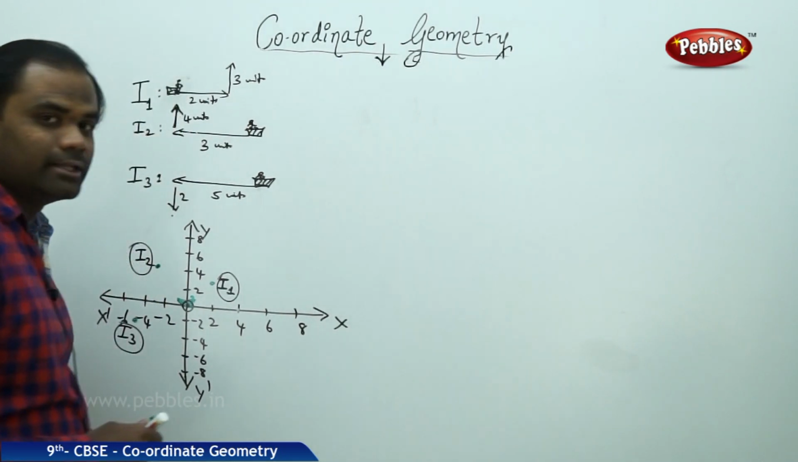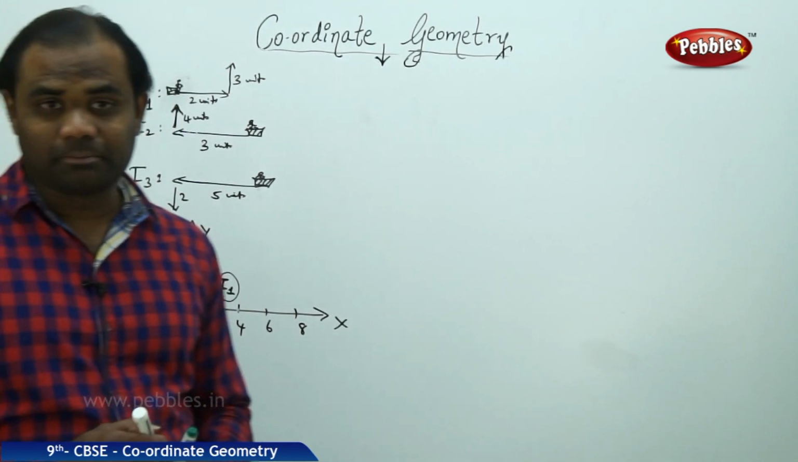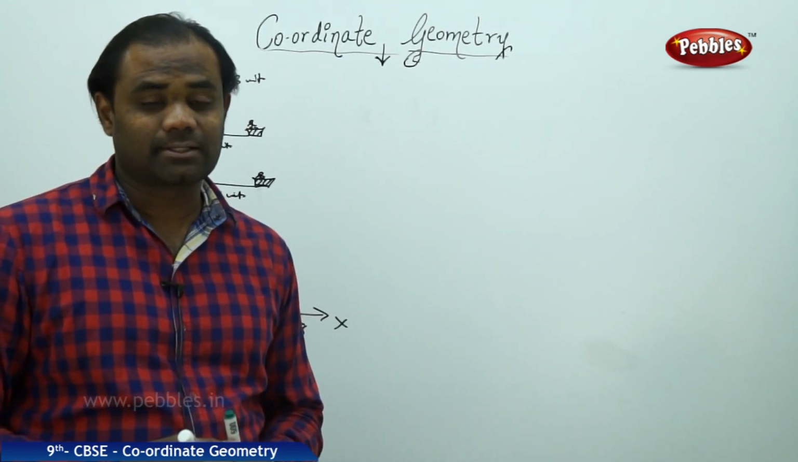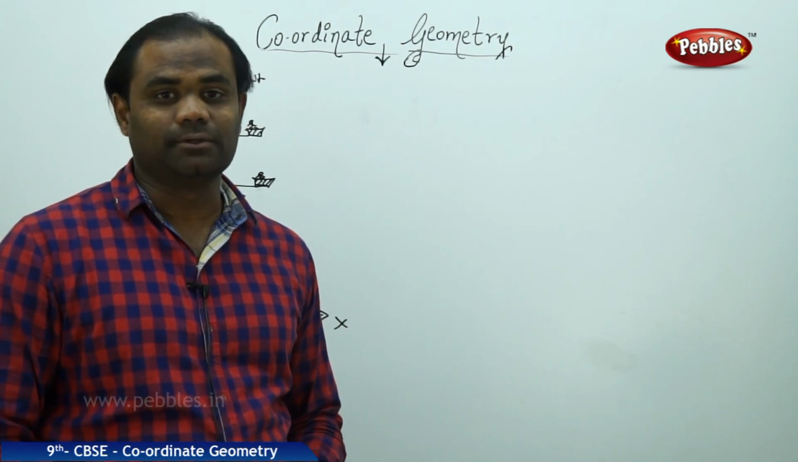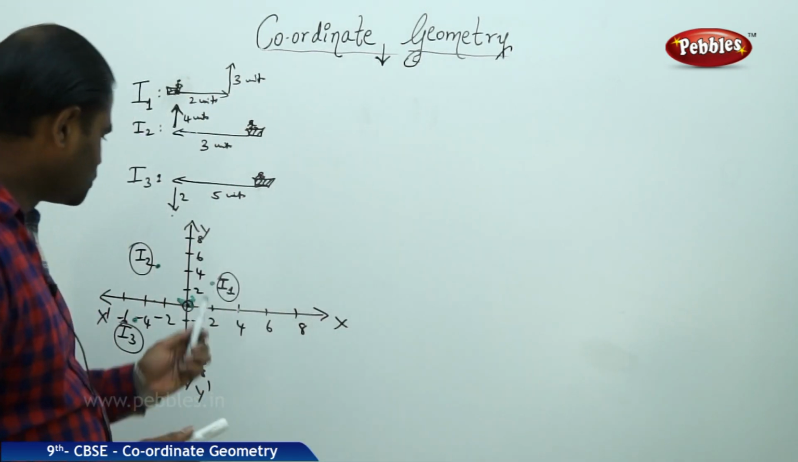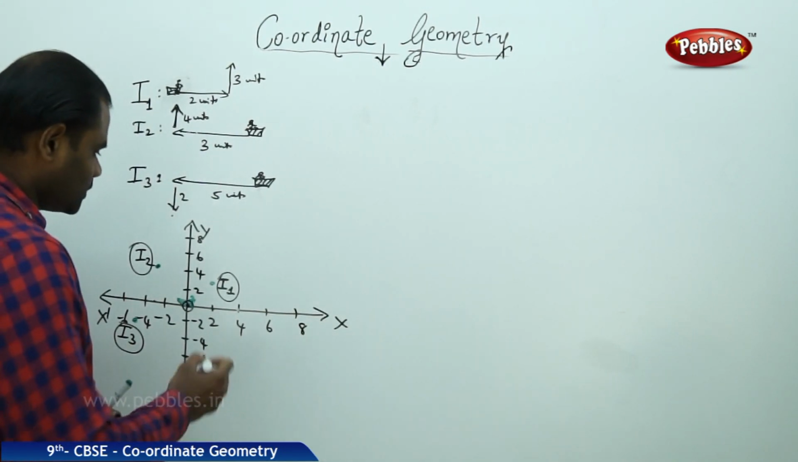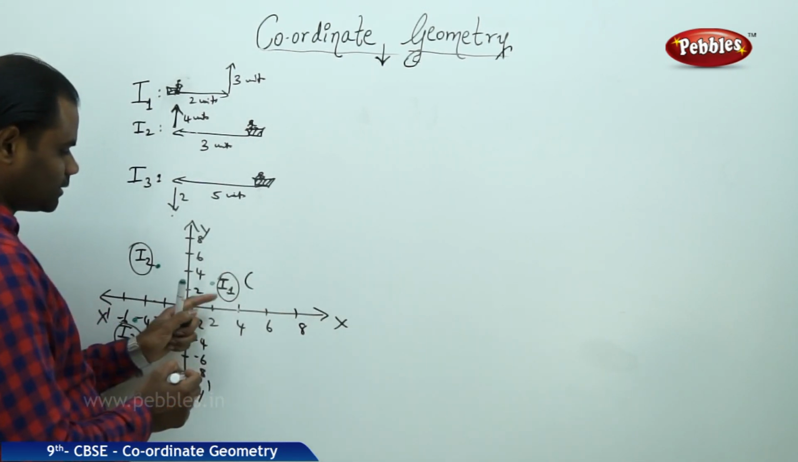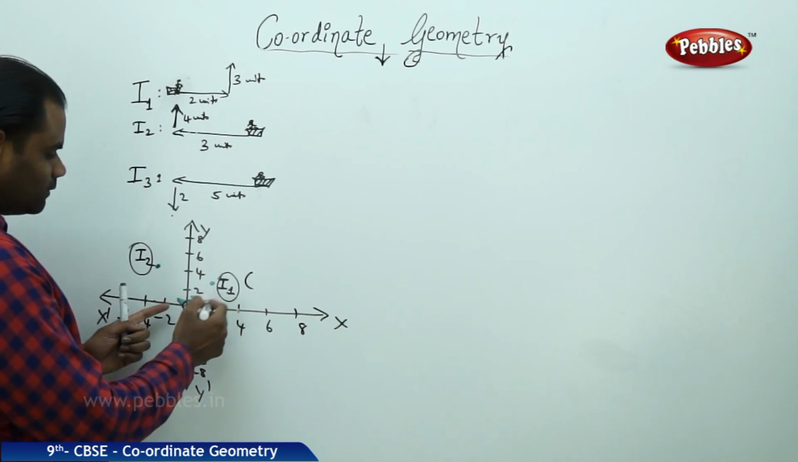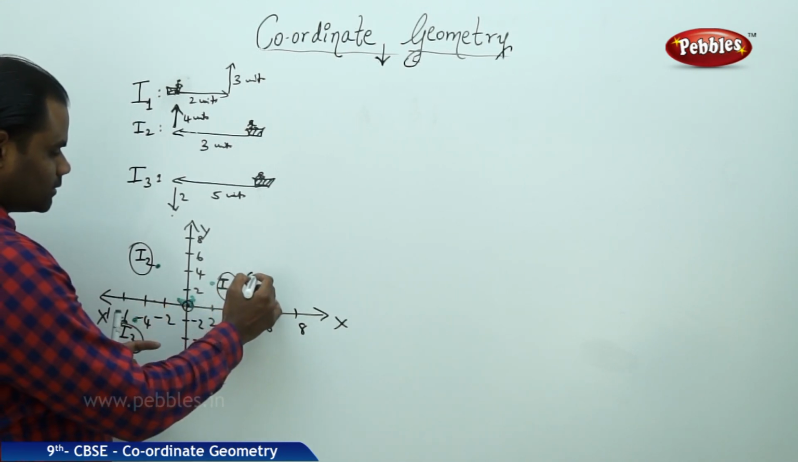Now let's see the distances of the ship from each of the islands I1, I2 and I3. Before that, we need to locate the coordinates of I1, I2 and I3. So here I identify that the coordinates of I1 are 2 and 3.